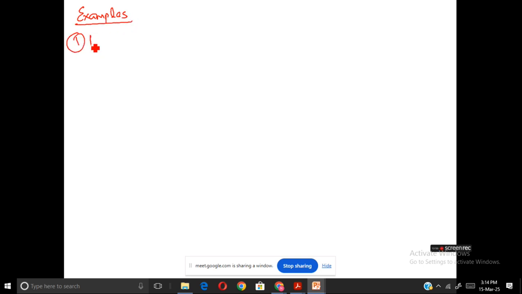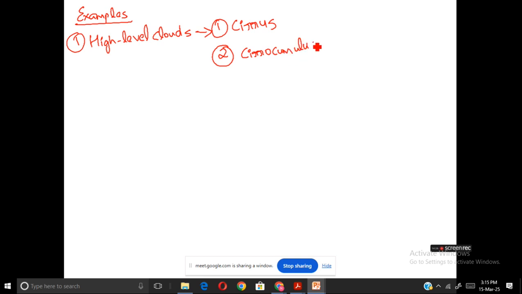So the first one is high-level clouds, which are found at a height greater than 20,000 feet or approximately 6,000 meters. The first one is cirrus clouds. So cirro indicates it is a high level cloud. Then cirro cumulus, where cirro indicates the height and cumulus indicates the shape. And then the third one is cirro stratus. So if you see the prefix of cirro, it basically means it is a high level cloud.